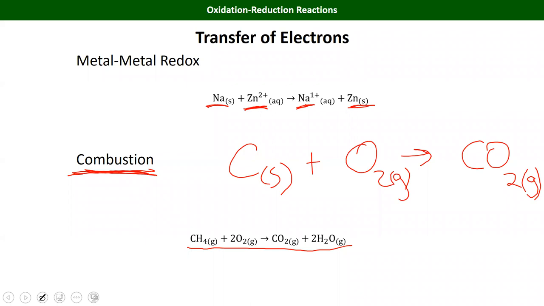This is a combustion reaction. This is what happens in coal-burning power plants. You take pure carbon, burn it with oxygen, and make CO2. So you don't need the hydrogens necessarily for it to be a combustion reaction. You need carbon plus oxygen makes CO2. And then if there's hydrogens around, you'll also make water.